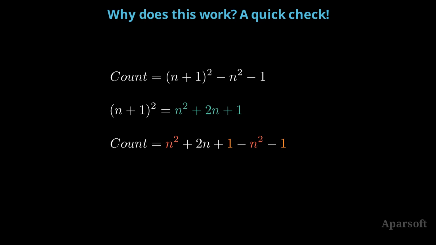And now if we substitute it back, we get n squared plus 2n plus 1 minus n squared minus 1. We are getting it piece by piece, right? N squared cancels with minus n squared, plus 1 cancels with minus 1. And we are left with 2n. The formula checks out. Now let us tackle our question.